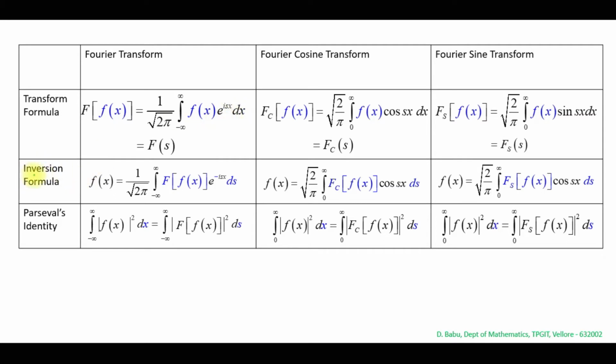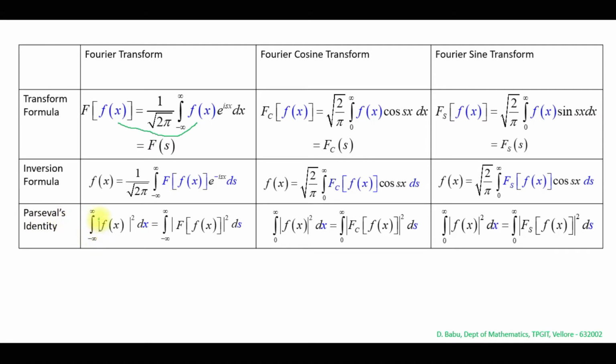Its inversion formula is just interchange this and this. So f of x equals 1 divided by square root of 2 pi integral from minus infinity to plus infinity Fourier transform of f of x, but instead of plus isx, replace it with minus isx. Here integrating with respect to x, here integrating with respect to s only, then only we get the answer in terms of x.